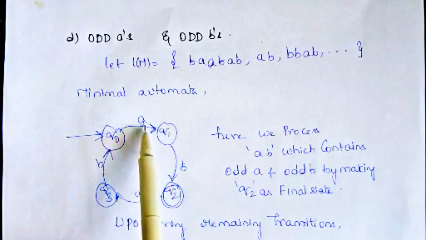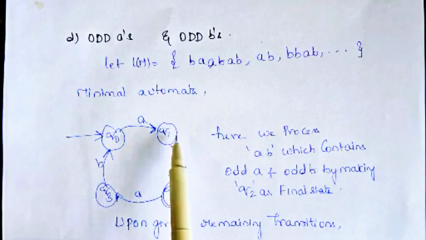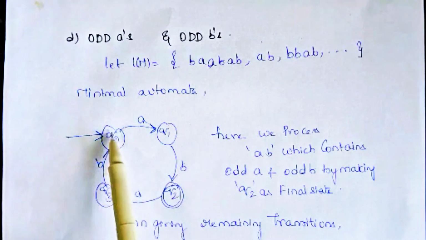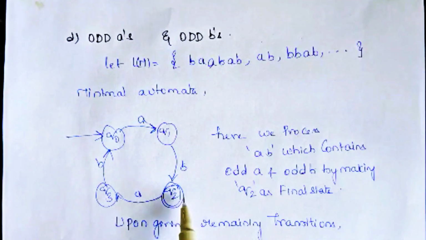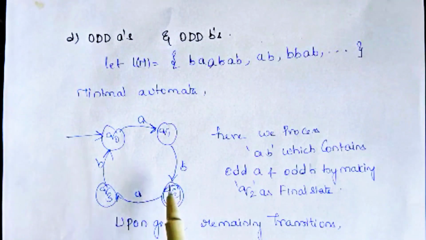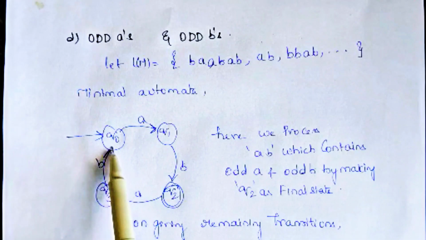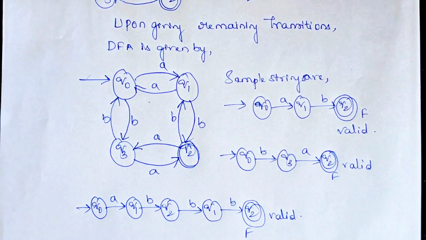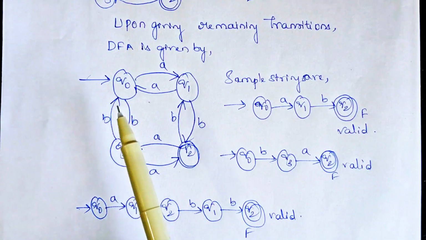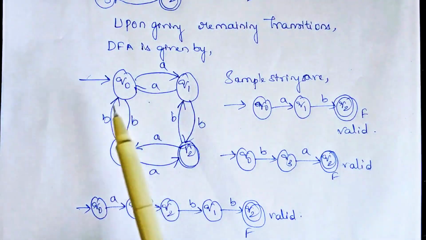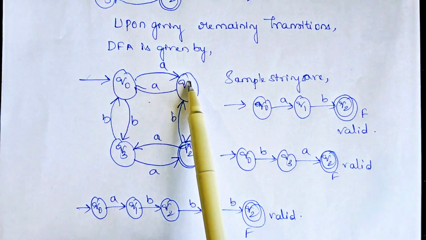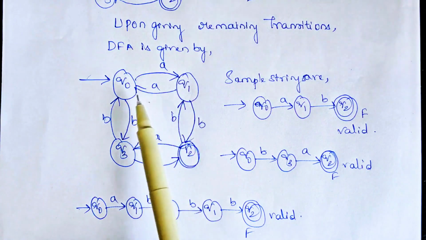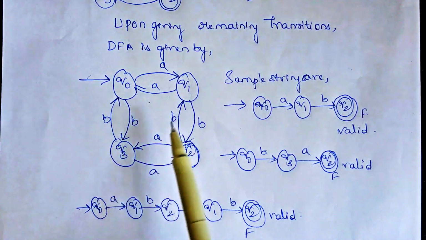Here Q0 will process odd A to Q1, Q1 will process odd B to Q2. Odd A, odd B is already processed, so we can make Q2 a final state, then even A, even B, which are non-final states here. So upon giving the remaining input transitions, we make it a complete DFA. Based upon the minimal automata, we have to give the remaining input transition for each state. In the minimal automata, Q0 on A is already done. Remaining input is B. So Q0 on B is connected to Q3.